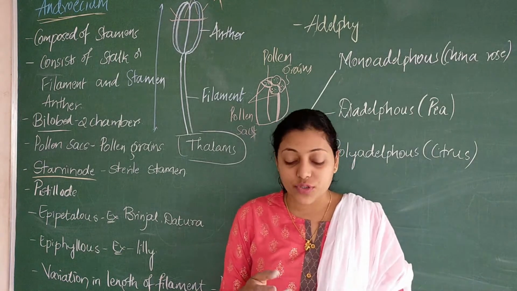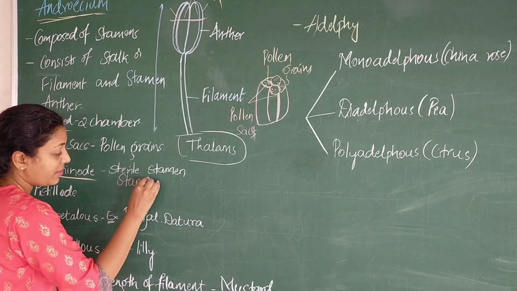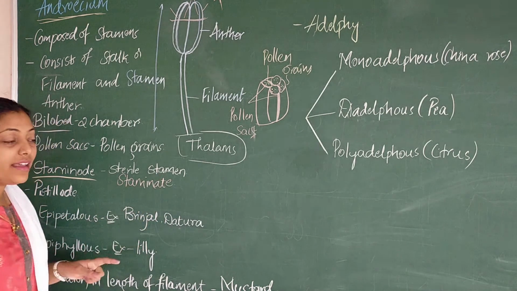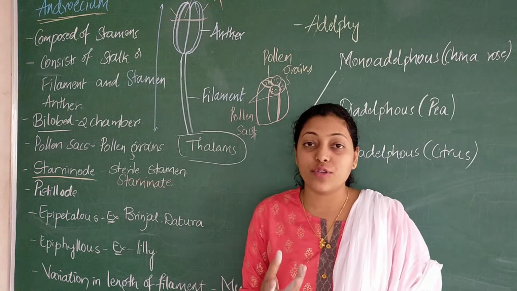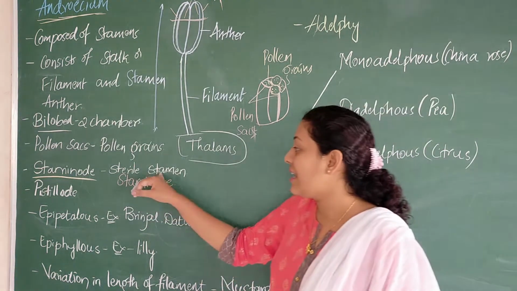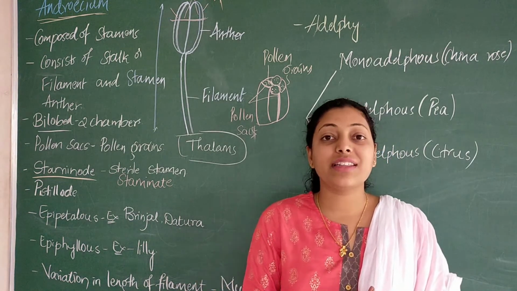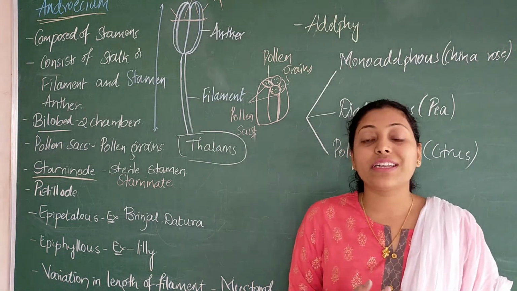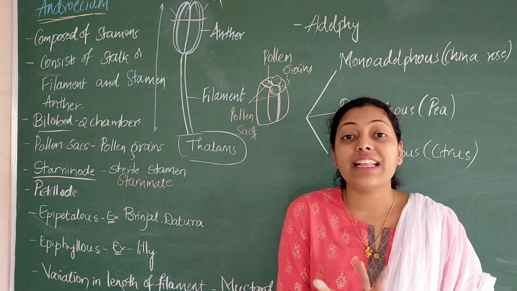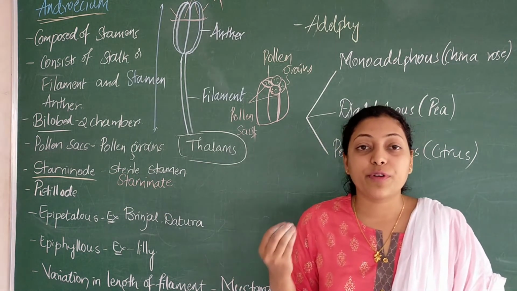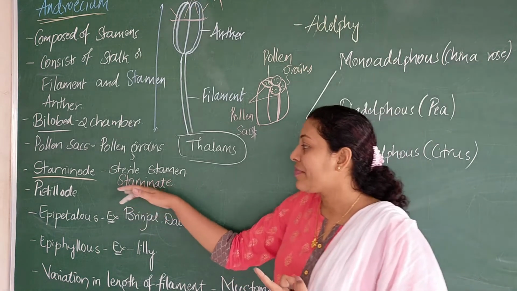Do not be confused with the word staminate. Staminode is the sterile stamen. Sterile in the sense it is not able to produce gametes or undergo fertilization. That is called staminode. Staminate is the one which produces fertile stamens, a flower which consists of only male reproductive structures.